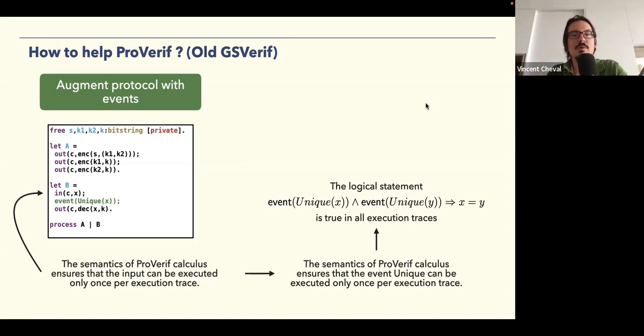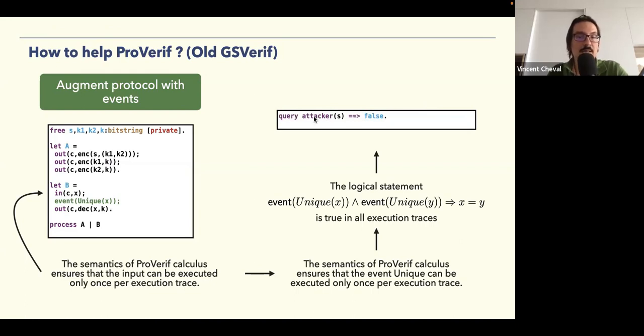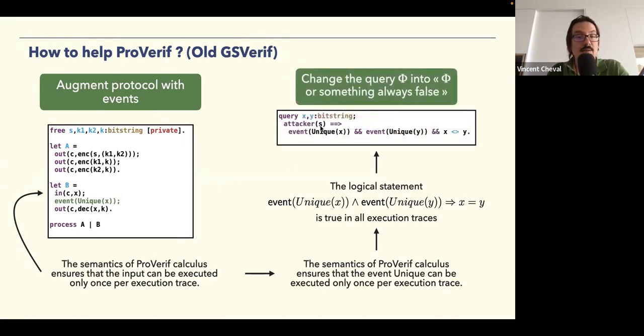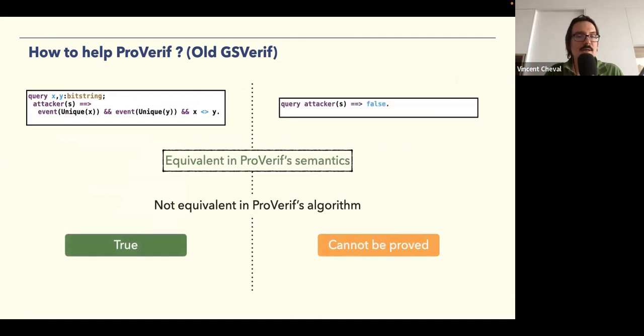And so if you remember the modification of the query, it was to turn the query attacker of S implies false into attacker of S implies phi or something always false. Here we put the negation: attacker of S implies that you had two events, unique X and unique Y, and X is different from Y. So this typically is always false. Semantically it is always false, so it's equivalent to the previous query. So if we summarize, we have those two queries that are equivalent in ProVerif semantics. Whether we prove the left one or the right one is exactly the same, we are happy with both, but it's not equivalent in terms of the ProVerif algorithm, because on the left side, ProVerif is not able to prove that query, but on the right side it is. It's going to give you a cannot be proved. If it were to give you a false, then it would mean that there was a bug somewhere, but it says cannot be proved.